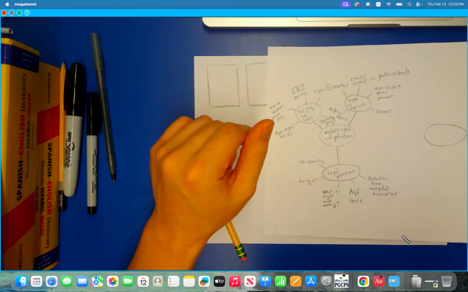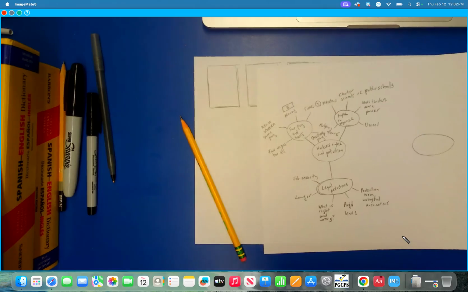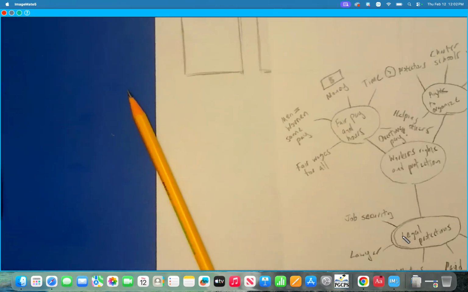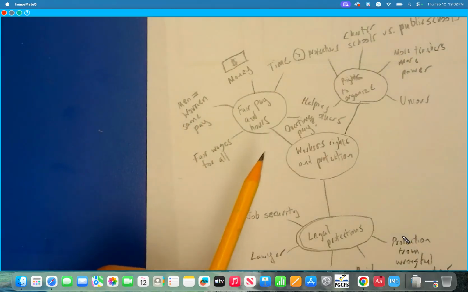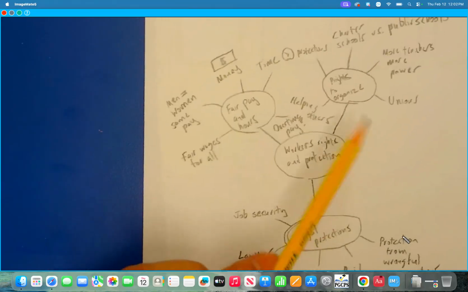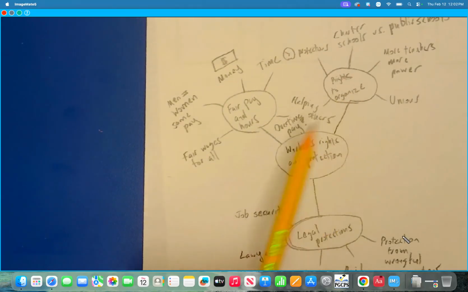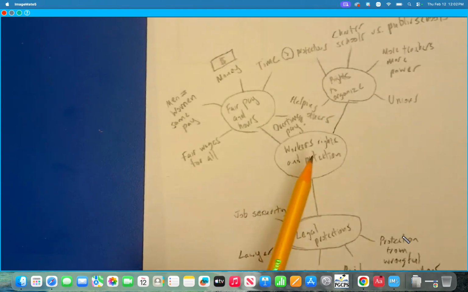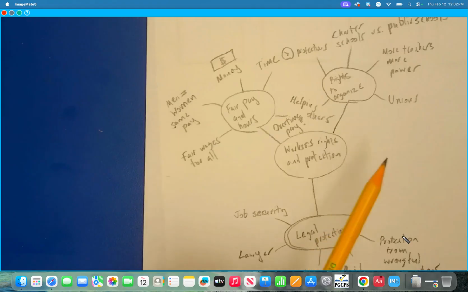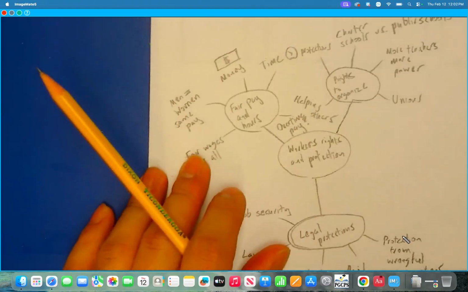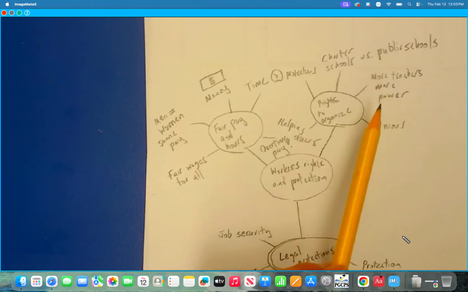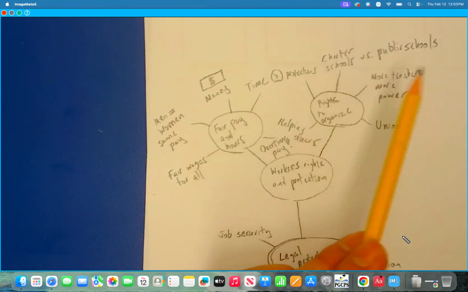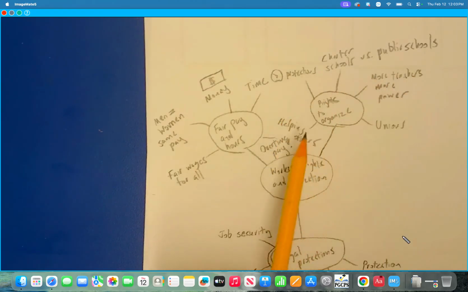With my first idea, I'm going to zoom in a little closer so you can see. I wanted to do one of my ideas that focused on rights to organize. My topic is workers' rights and protection, so I want to do it based off of a teacher's perspective. I'm going to look at the ideas I planned on drawing. I wrote down unions, more teachers, more power, charter schools, public schools, protection, and then just helping others.